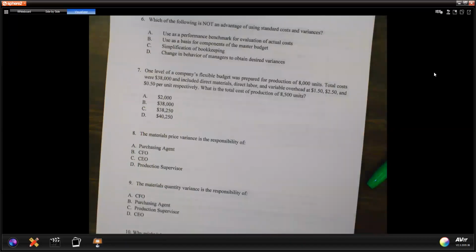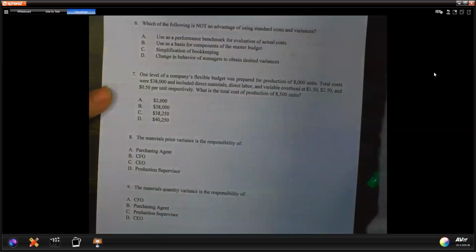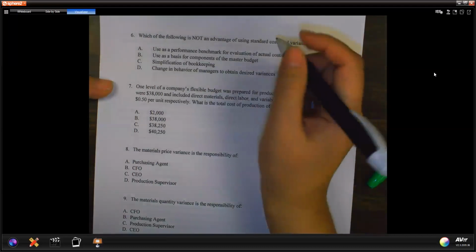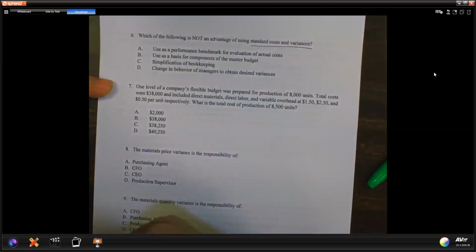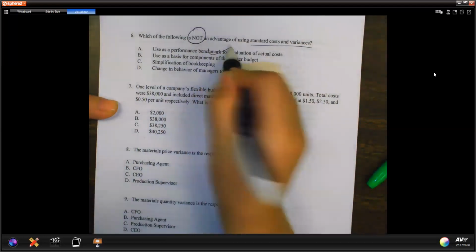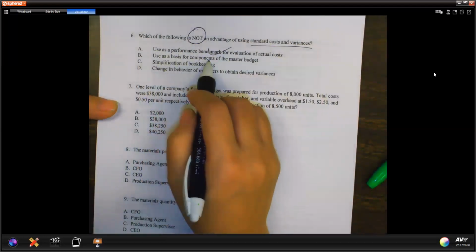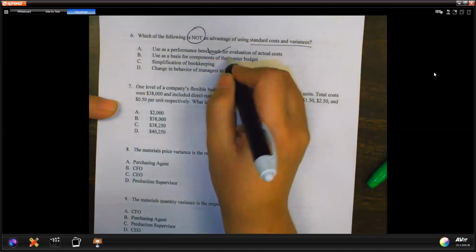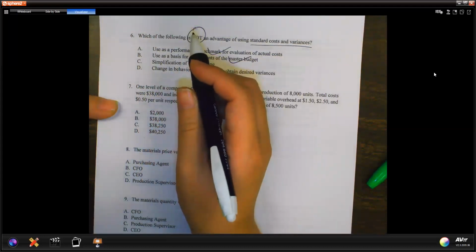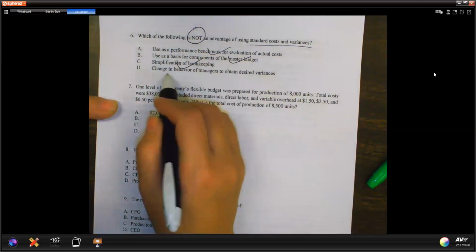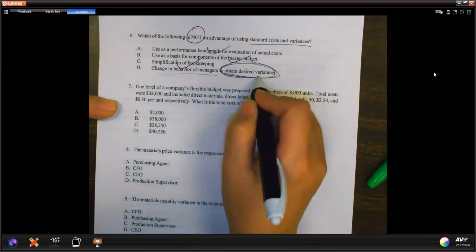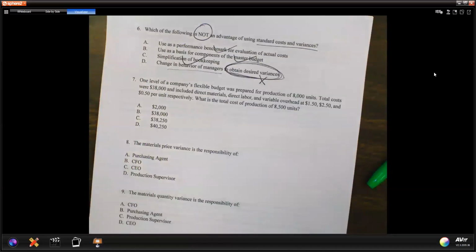Okay. Next one, which of the following? Now we are talking about chapter 11. The advantage of standard costing is that it's not an advantage. Use a performance benchmark, that's right. Use a basis for components, that's right. Simplify bookkeeping, that's right. Changing managers' behavior to observe desired variance, this is not correct.